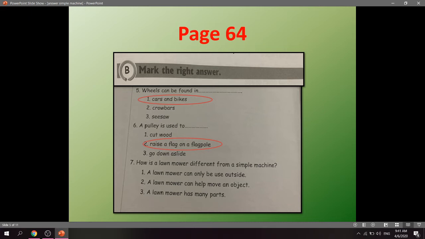It's different from a simple machine. Okay, how? Number 1, a lawnmower can only be used outside. A lawnmower can help move an object, or a lawnmower has many parts. Exactly, number 3, a lawnmower has many parts.